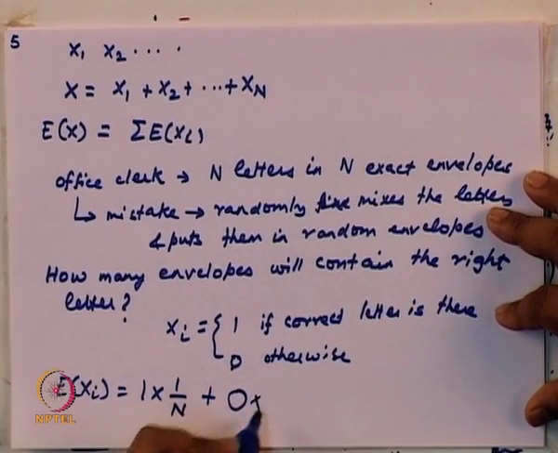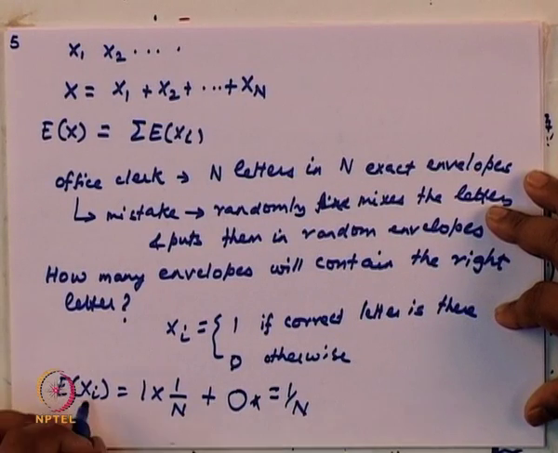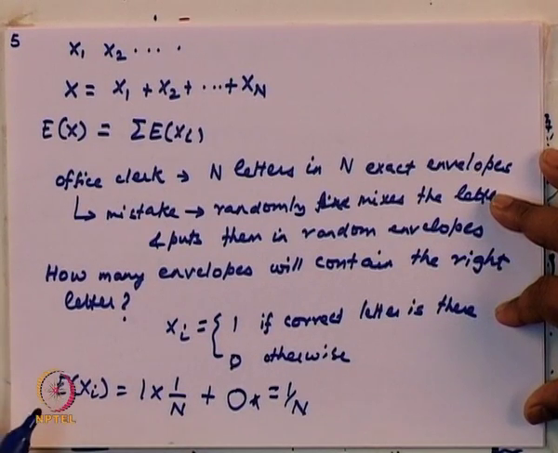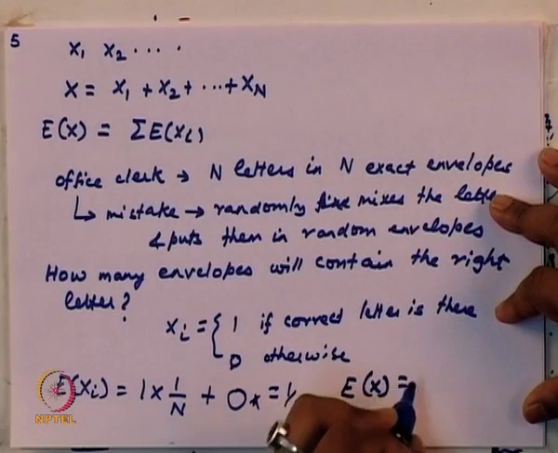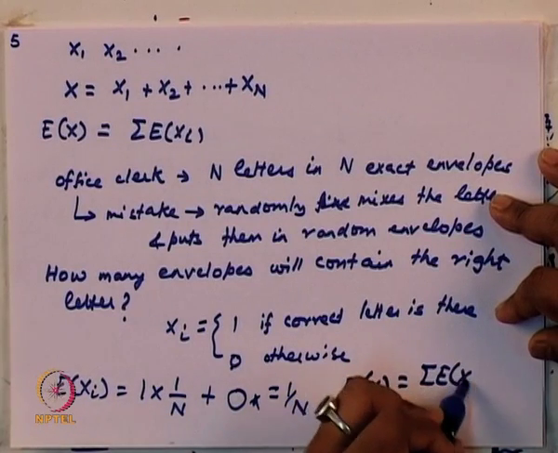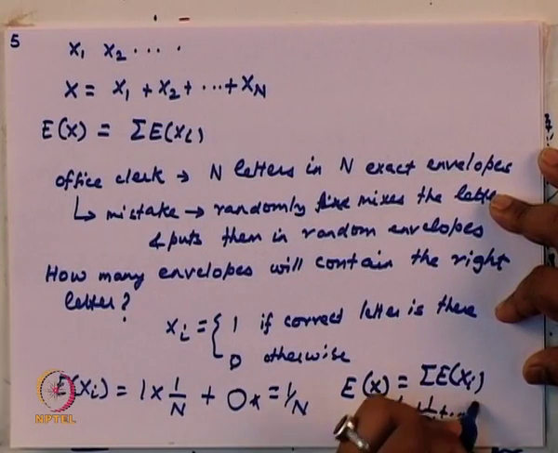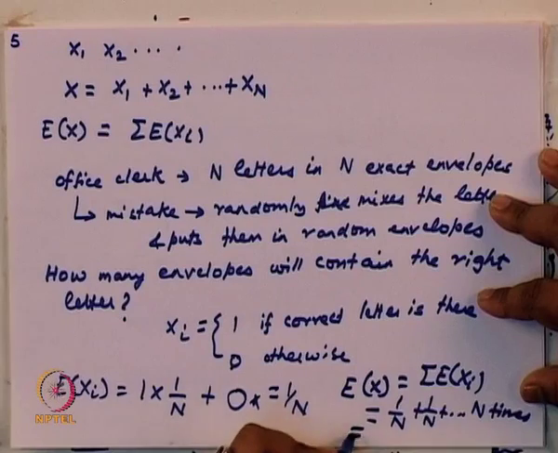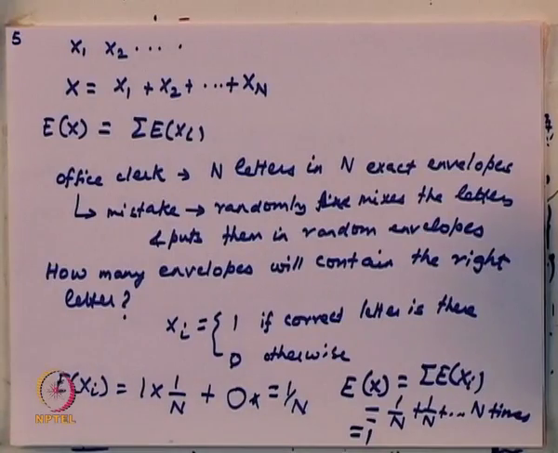Okay. So, for all of them it is also 1 by n. So, this is nothing but 1 by n. This is the expectation that the first letter is in the first envelope. So, my total expectation is similarly the summation of E[X_i], n times, 1 by n plus 1 by n times. What is the value then? 1 by n into n is simply equal to 1. So, it means that on an average, only one letter will be in its correct envelope.